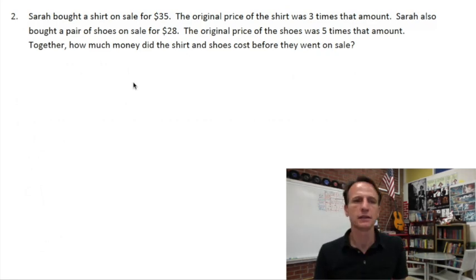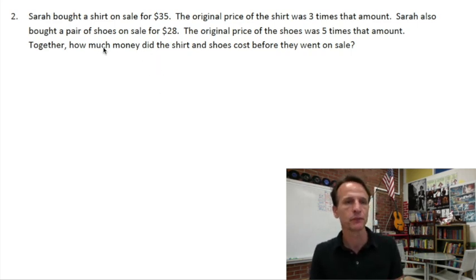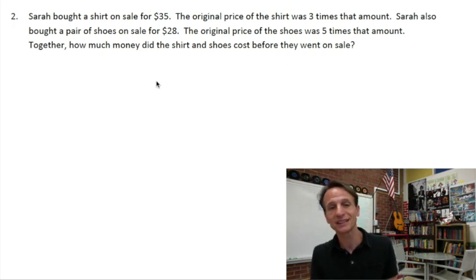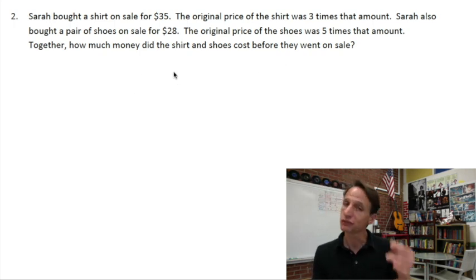All right, and in number 2, we also have people buying clothing. So let's go shopping again, shall we? Sarah, bless her heart, bought a shirt on sale for $35. The original price of the shirt was 3 times that amount. These people are loaded. Goodness. Sarah also bought a pair of shoes on sale for $28. The original price of the shoes was 5 times that amount. Together, how much money did the shirt and shoes cost before they went on sale?